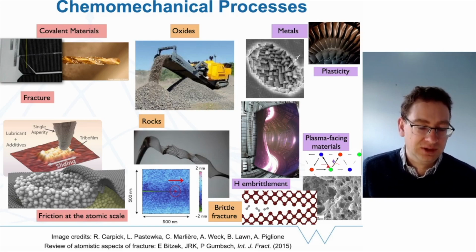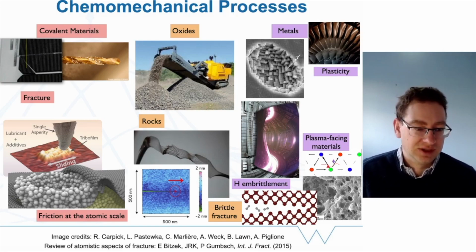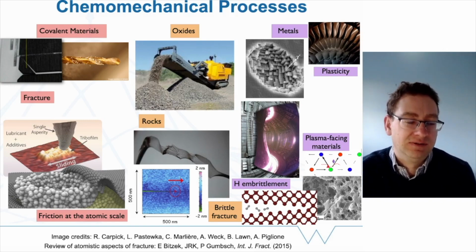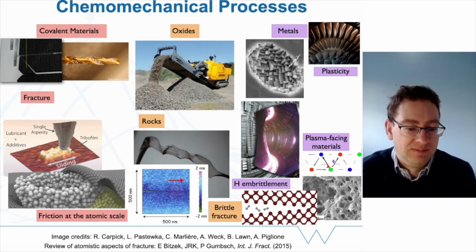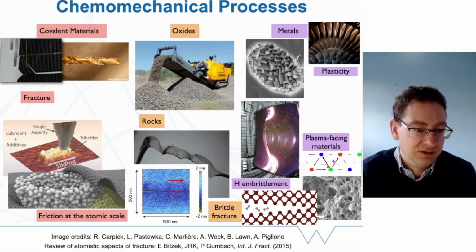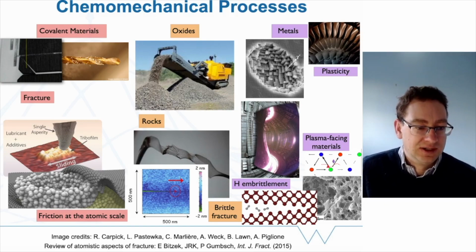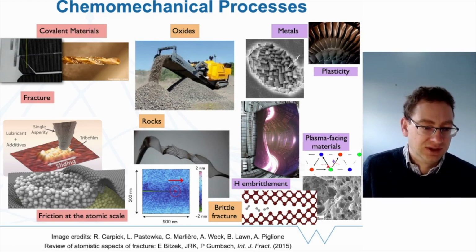A few examples that we'll look at in this brief presentation include fracture of drill bits made out of diamond and used to make extremely sharp cutting tools. Friction is closely related to fracture, so this is a tip of an electron microscope rubbing on a surface and trying to measure the roughness of the atomic scale surface underneath.